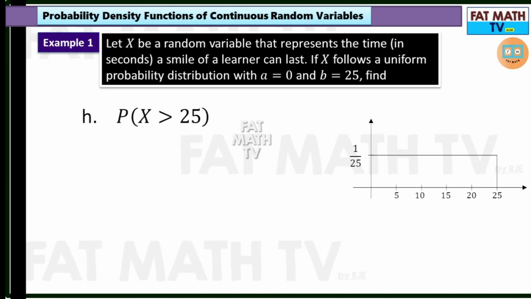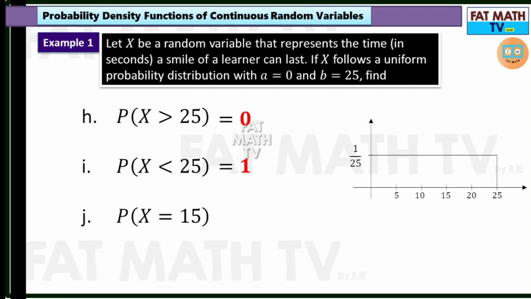Probability that x is greater than 25, we don't have a rectangle there, so that's 0. Probability that x is less than 25, of course, is the whole thing. It's 1. Probability that x is 15, that is also 0, because in continuous random variables, in the probability density function, the probability that x is equal to a particular value is 0.